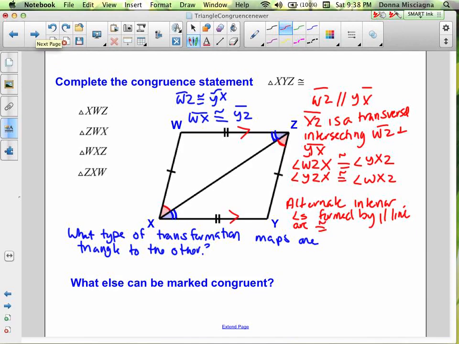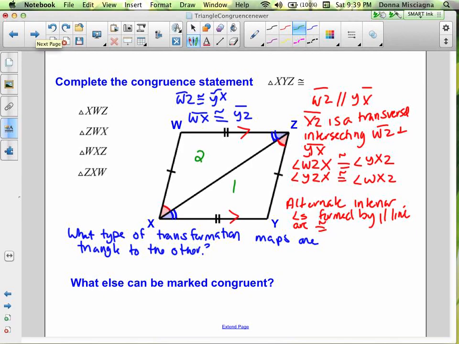What else has to be true? Since these are congruent, let's figure out the congruence statement. Let's figure out what type of transformation maps one triangle to the other, and then let's talk about what else could be marked congruent. We're going to complete the congruence statement on triangle XYZ. So XYZ, that's the triangle, let's label them. That triangle XYZ is this triangle here, and then the other triangle is triangle 2.